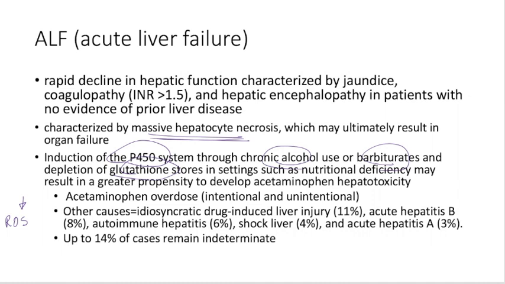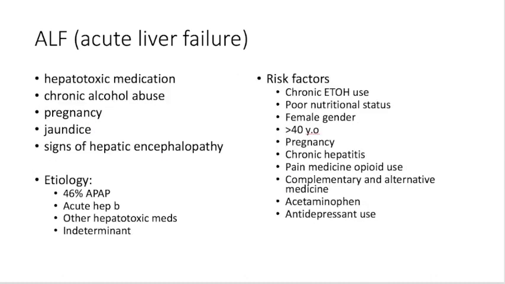Acetaminophen overdose, intentional or unintentional, is the number one cause. Otherwise, we're looking at other drugs that cause it: acute hepatitis B, autoimmune hepatitis, shock, and hepatitis A. You can see there are still quite a large amount that remain undetermined. Again, remember what your signs are, everything that we just talked about.